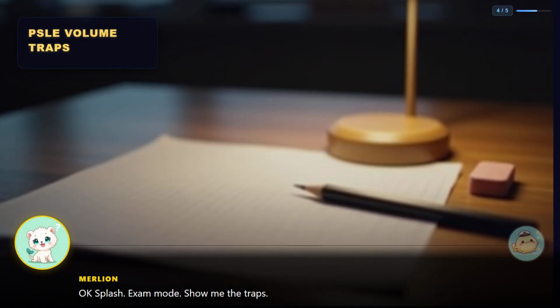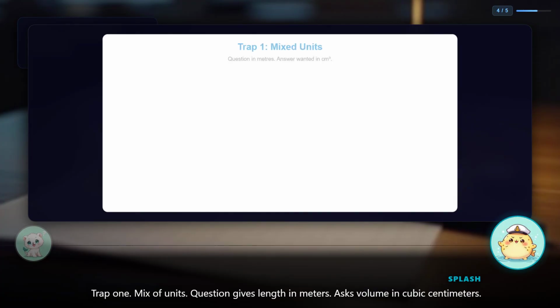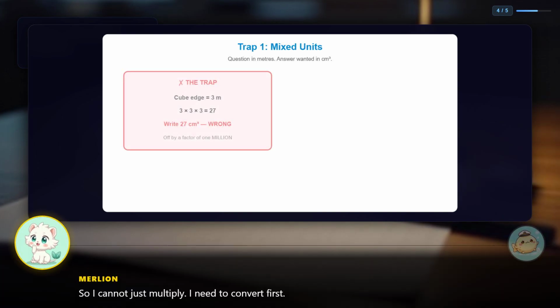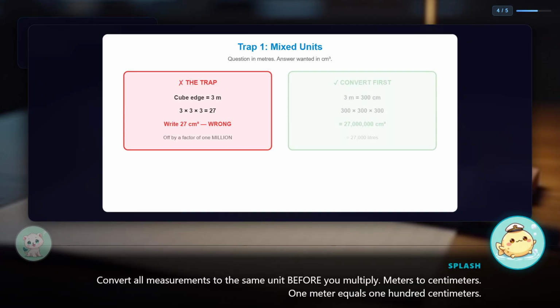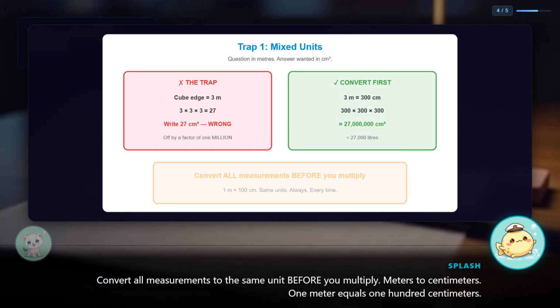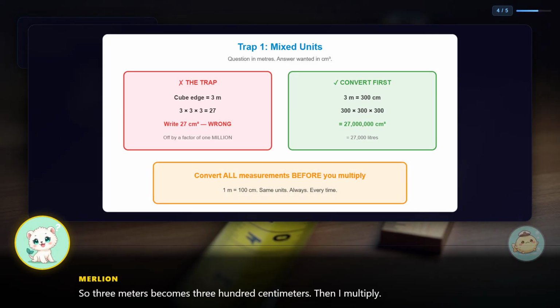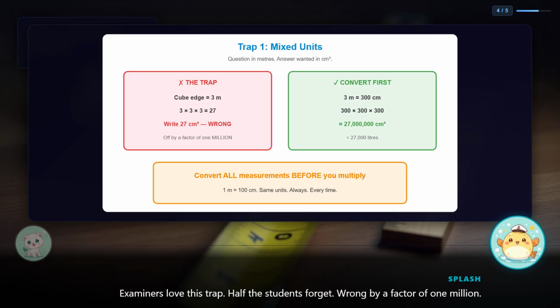Okay, Splash. Exam mode. Show me the trap. Trap 1. Mix of units. Question gives length in meters. Asks volume in cubic centimeters. So I cannot just multiply. I need to convert first. Convert all measurements to the same unit before you multiply. Meters to centimeters. 1 meter equals 100 centimeters. So 3 meters becomes 300 centimeters. Then I multiply.